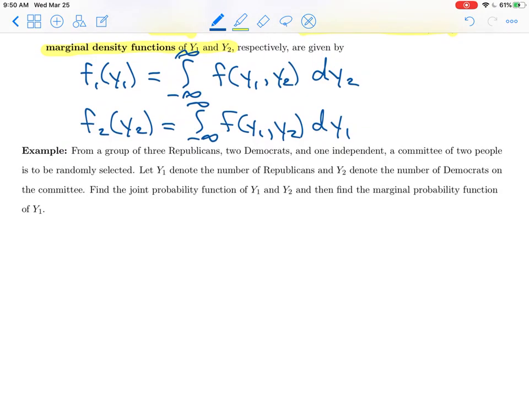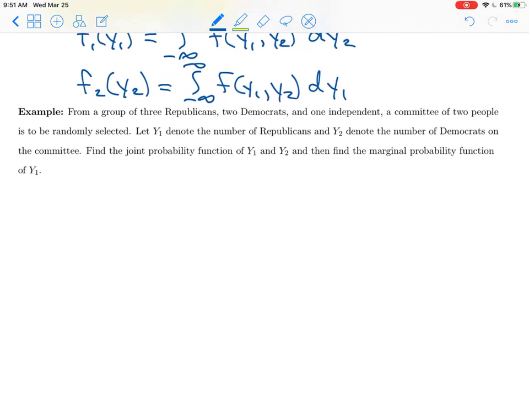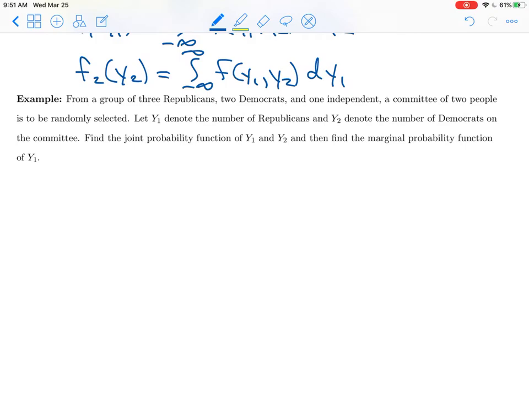All right, so let's take a look at an example. For a group of 3 Republicans, 2 Democrats, and 1 independent, a committee of 2 people is to be randomly selected. Let y1 denote the number of Republicans and y2 denote the number of Democrats on the committee, and let's find the joint probability function for y1 and y2 first.